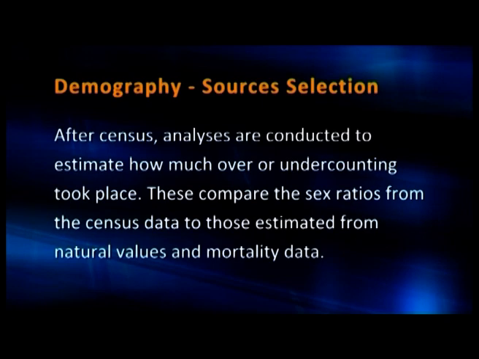However, in contrast to vital statistics data, which are typically collected continuously and summarized on an annual basis, censuses typically occur every 10 years or so. Thus, they are not usually the best source of data on births and deaths. After census, analyses are conducted to estimate how much over or undercounting took place. These compare the sex ratios from the census data to those estimated from natural values and mortality data.